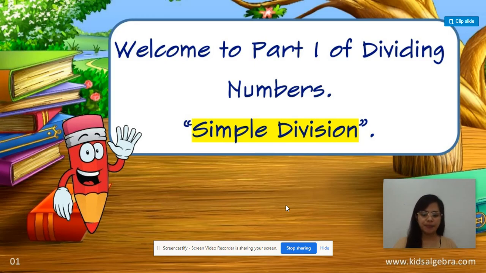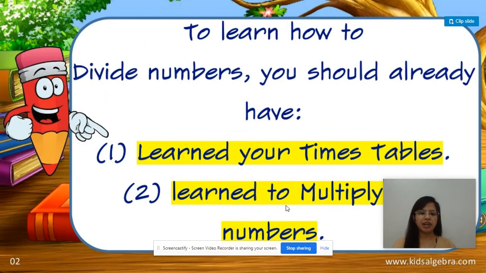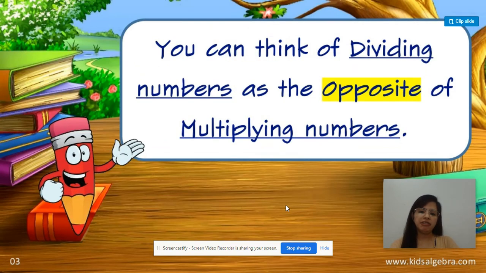So let's start. In simple division, first, to divide numbers, you should have already learned your times table. Remember, children, you have to force yourself to memorize the table of 1, 2, 3, 4, 5, 6, 7, 8, 9, and 10. Because if you can do this, it's going to be easier for division. Okay, so you can think of dividing numbers as the opposite of multiplying numbers.